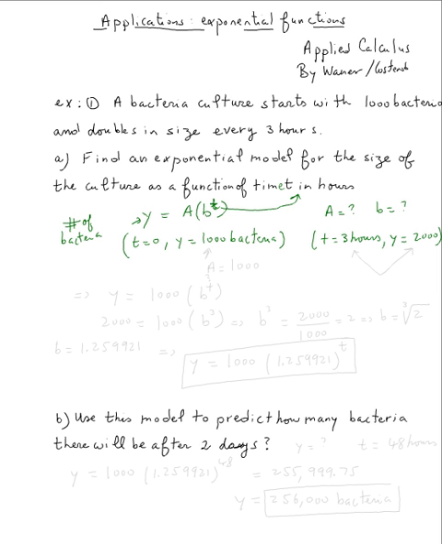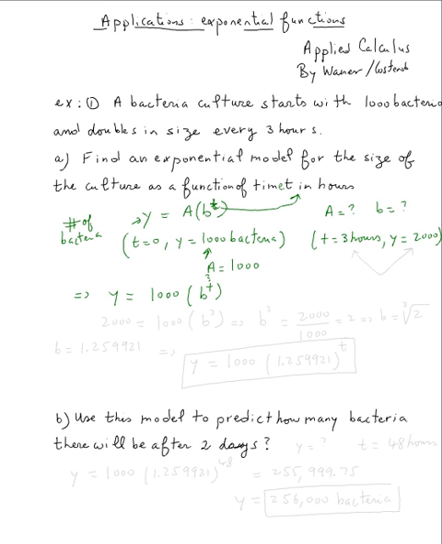So 2,000 bacteria. Here again, this is an easy problem because we know 1,000 has to be the a. a is always the y-intercept. If you plug in t equals 0, you're always going to get a because b to the 0 is just 1. So we know a is 1,000. Now let's plug it in. So y is equal to 1,000 b to the t. Now all we need to do is find the b.